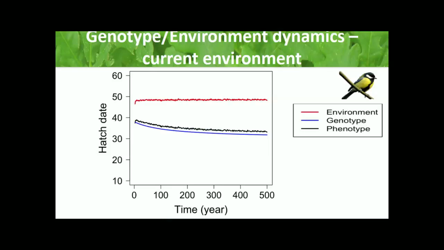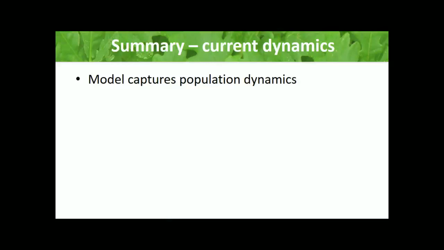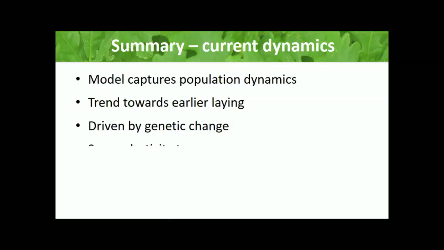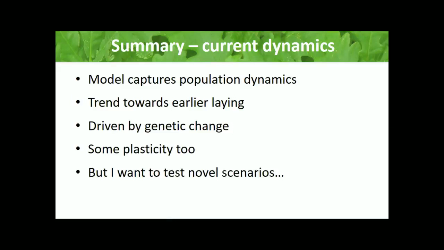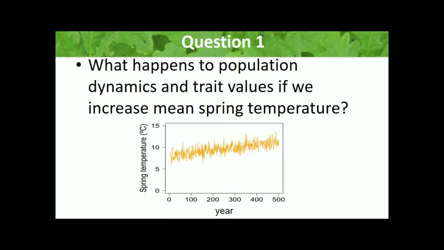environmental fluctuation on top. So just to summarize quickly, this model seems to capture the population dynamics of our population well. There's a trend towards earlier laying driven by genetic change, but with a little bit of phenotypic plasticity. But we really want to test novel scenarios here. So I've been testing what happens to the population if we increase the spring temperature.